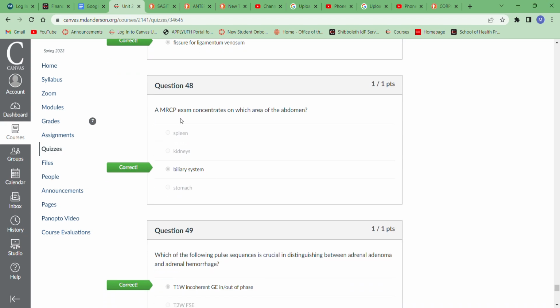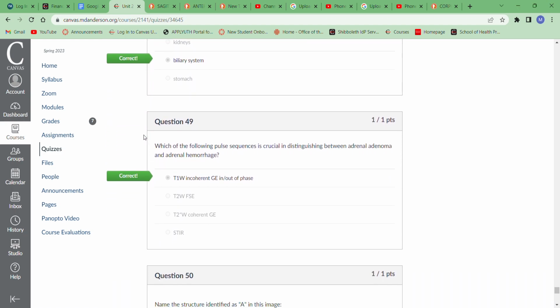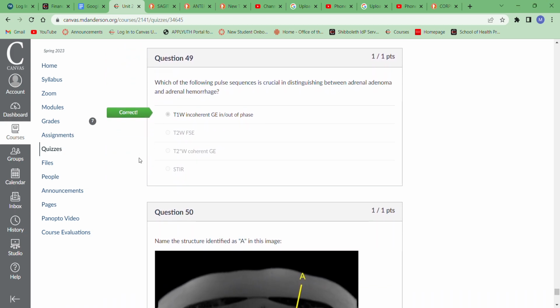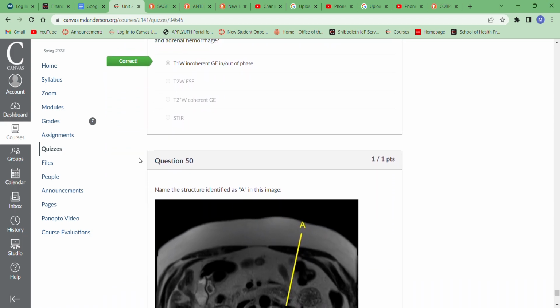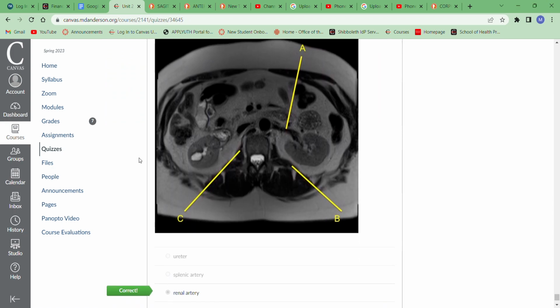An MRCP exam concentrates on which area of the abdomen? The biliary system. Which of the following pulse sequences is crucial in distinguishing between adrenal adenoma and adrenal hemorrhage? T1 weighted, incoherent, gradient echo, in and out of phase. I don't know how I knew that, but I got it right, so I'm just going to have to memorize that for future. Structure A is the renal artery.